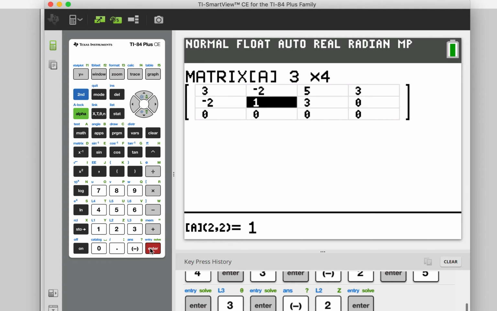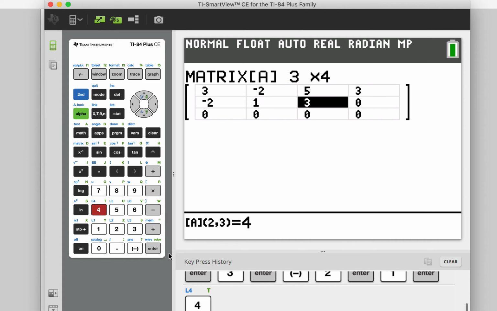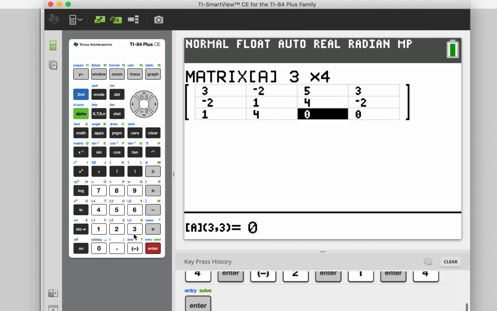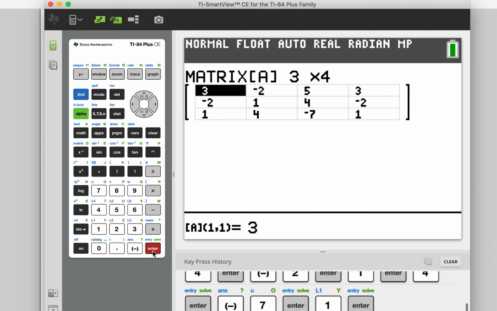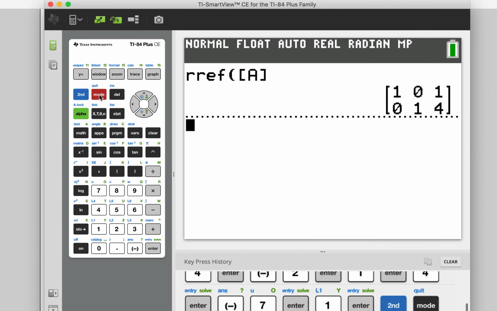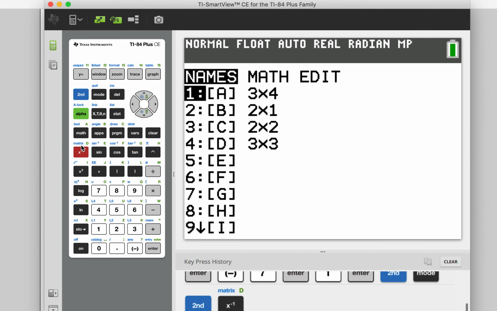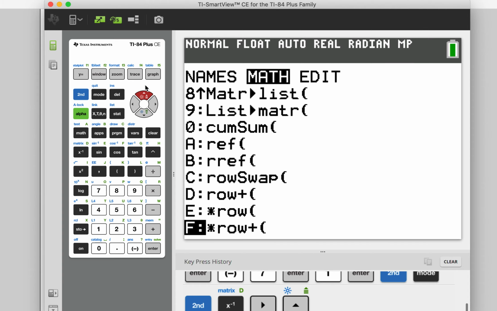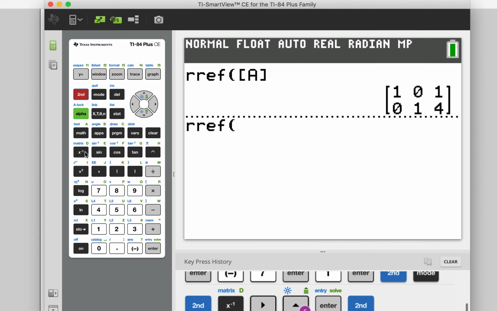-2. Typically, if somebody has something wrong on a homework assignment, they just missed a number. So if you ever think you got the wrong answer, just go back and make sure you entered your matrix incorrectly. So we got 1, 4, -7, and 1. Okay. Remember, once you get your matrix entered, we always go second quit. Now I'm going to go grab RREF. So second matrix, over to math. I wonder if it's quicker to go all arrow up. Takes us to the bottom, maybe a little bit. There's RREF, enter. Grab our matrix.